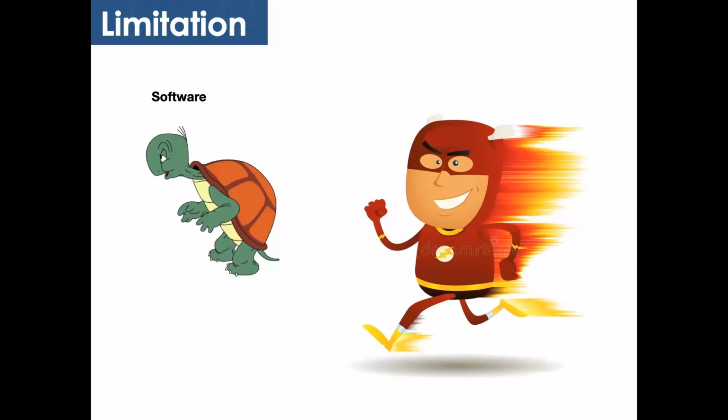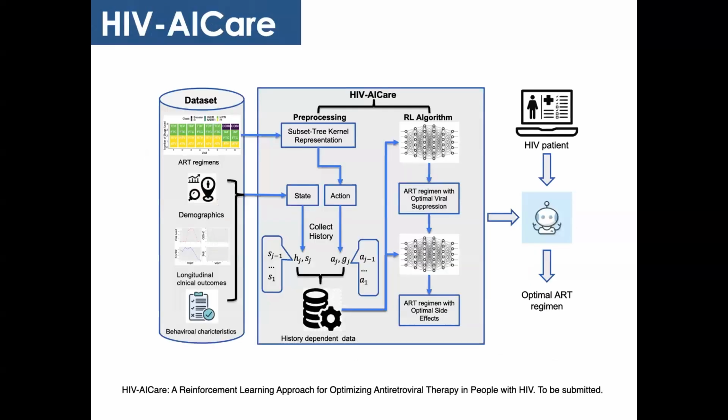I have another PhD student who led the effort. We call this HIV AI care, and it's now under review at Nature Communications. We developed a model-free method because we found that, not just in terms of performance, but at least it's super fast. It's still an offline reinforcement learning method, but it's model-free.